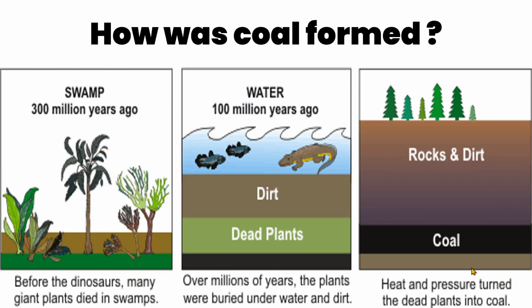So 300 million years ago, before dinosaurs even existed, many giant plants died in swamps. Then 100 million years ago, these plants were buried under water and dirt. With time, pressure, and heat, they became coal. So dead plants became coal. Coal is a kind of rock that is literally made from dead plants.